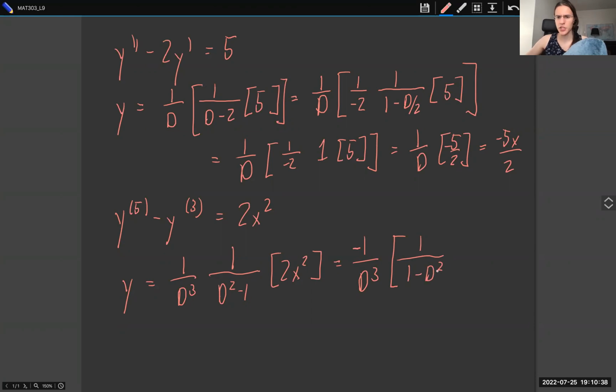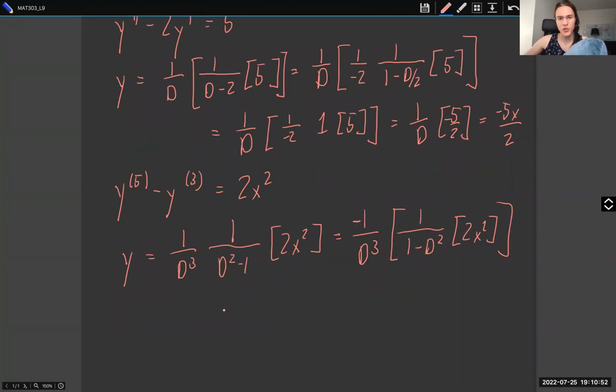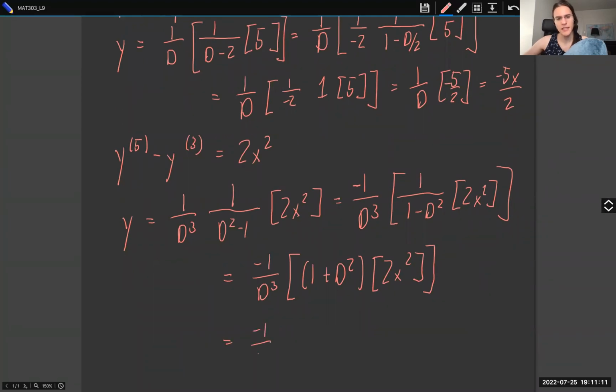Well, this also looks like a geometric series, except for the fact that it's in x squared as opposed to x, or D squared instead of D. So we don't even have to do long division in this case. The series up to second order is going to be 1 plus D squared, because this looks like a geometric series. So that's going to be the third antiderivative minus the third antiderivative of 2x squared.